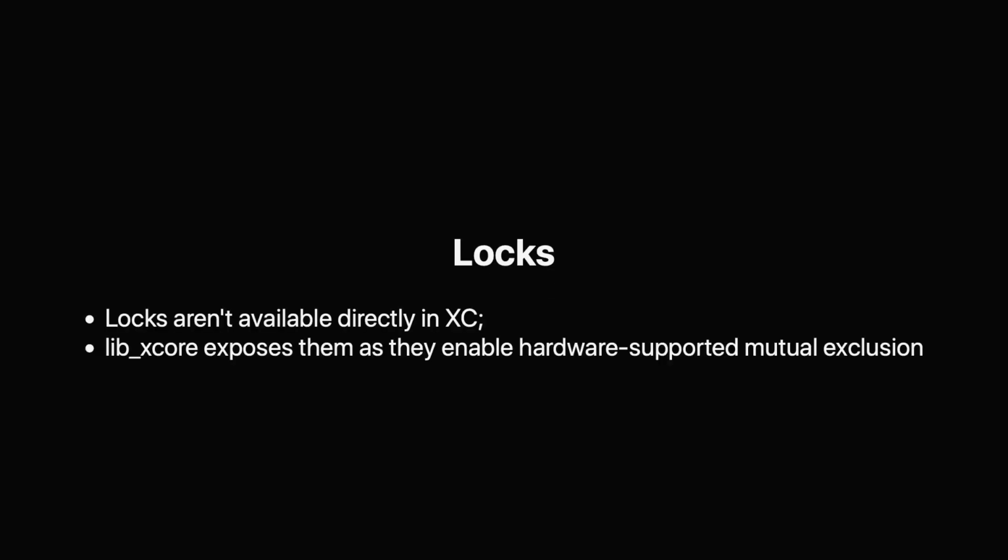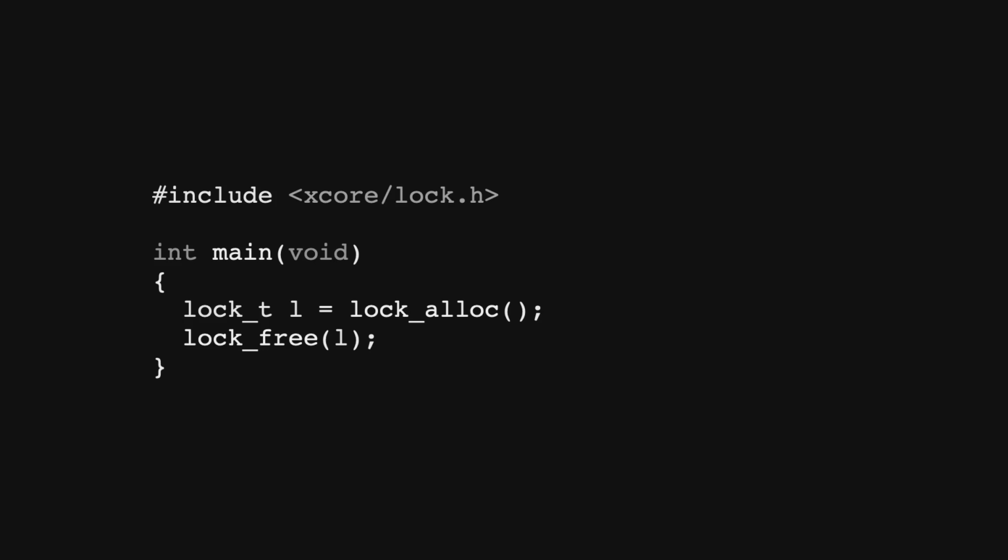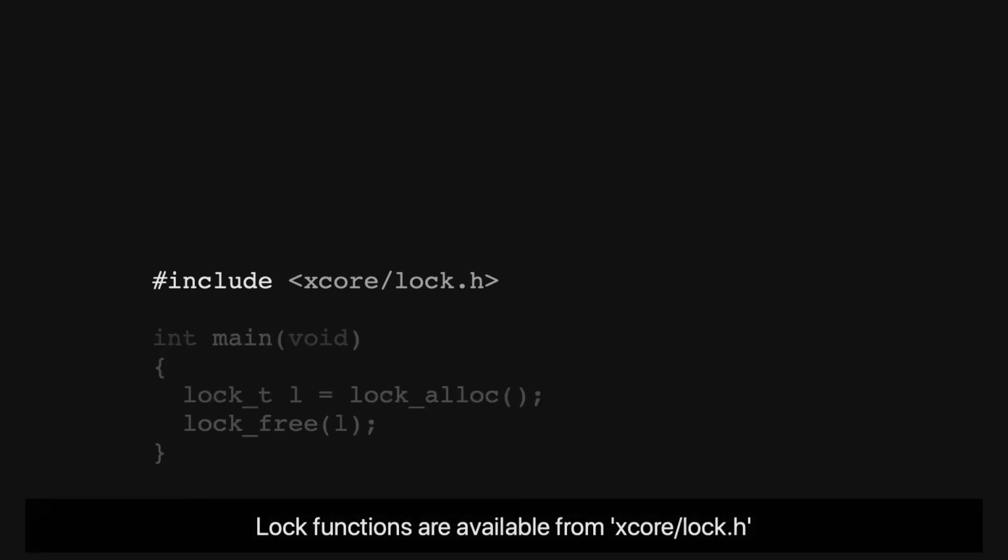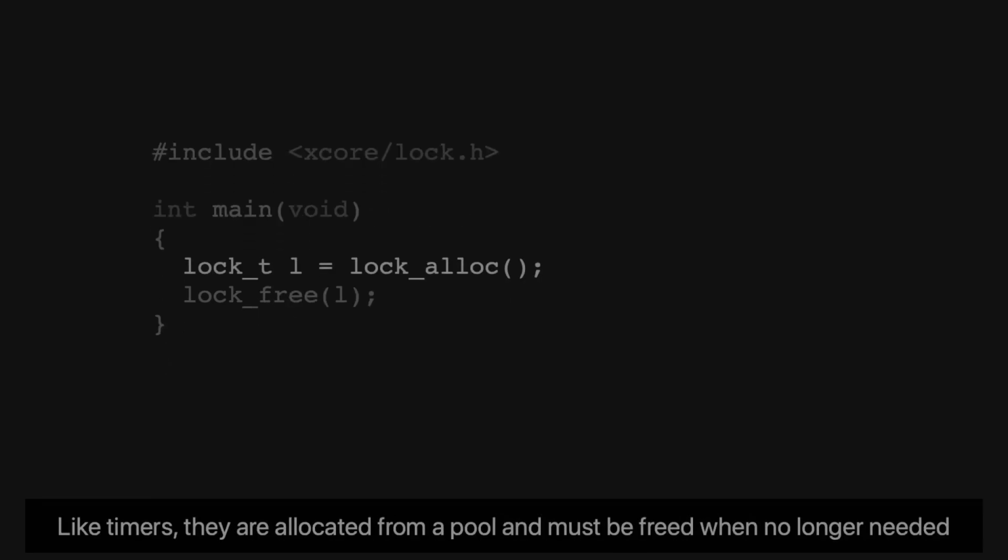Next I'm going to talk a bit about locks. Locks aren't available in the xc language, but with unrestricted use of C features, you may find you want to use them. Xcore locks enable hardware-supported mutual exclusion and can be accessed using libxcore like other resources. You'll need to include xcore/lock.h in order to use lock functions, and like timers, locks are allocated from a pool and freed when no longer needed.